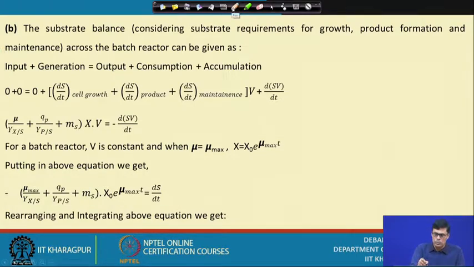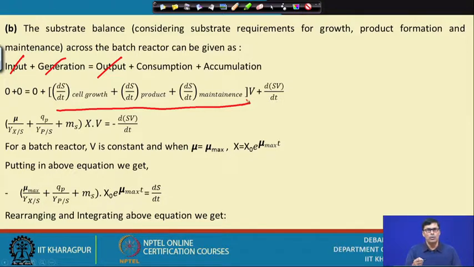Now, for doing so, first we shall have to do the substrate balance. What is the substrate balance? Rate of input equals rate of generation plus rate of output, rate of consumption and accumulation. Now, since this is a batch process, rate of input and rate of output should be equal to 0 and generation also equal to 0, am I right? So, what we will be having is the rate of substrate growth, rate of product formation and maintenance into V. As I pointed out before, we considered only the cell mass growth, am I right?